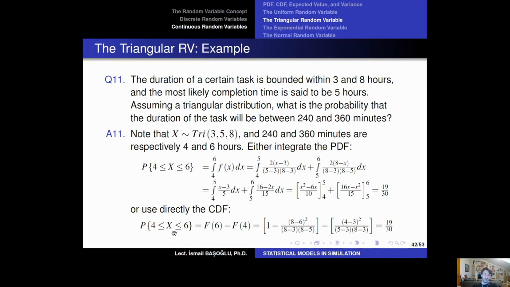Or you can directly use the CDF as it is defined in the previous page. You need to calculate F6, and then you calculate F4 and subtract it from F6. Now, for F6, you need to use the second part. Since 6 is greater than the mode 5, you need to use the second part of this cumulative distribution function. But for F4, you need to use the first part, and the difference would give you again 19/30 as a result.